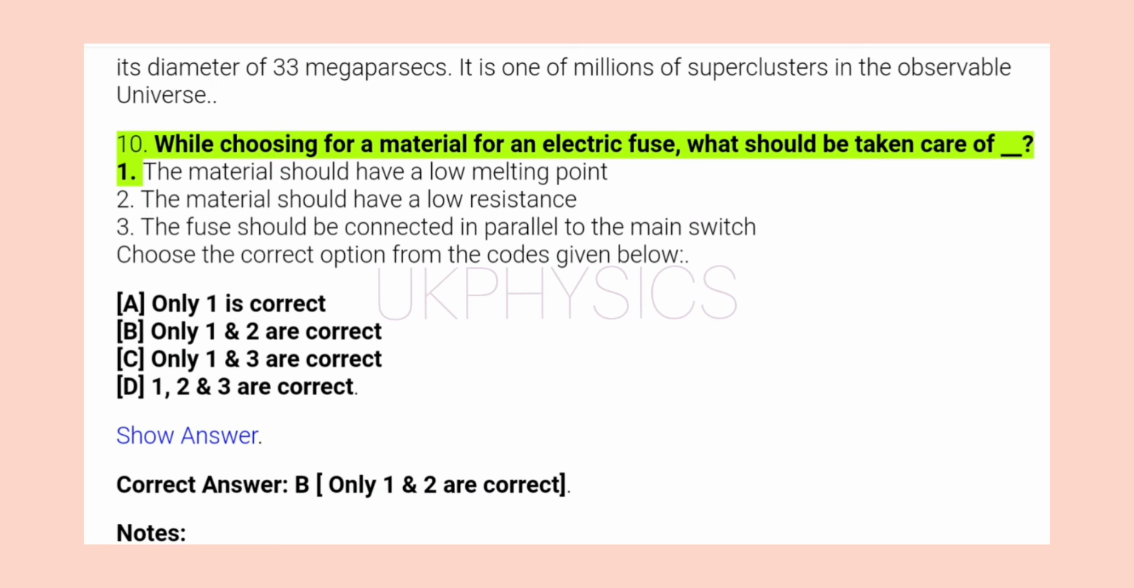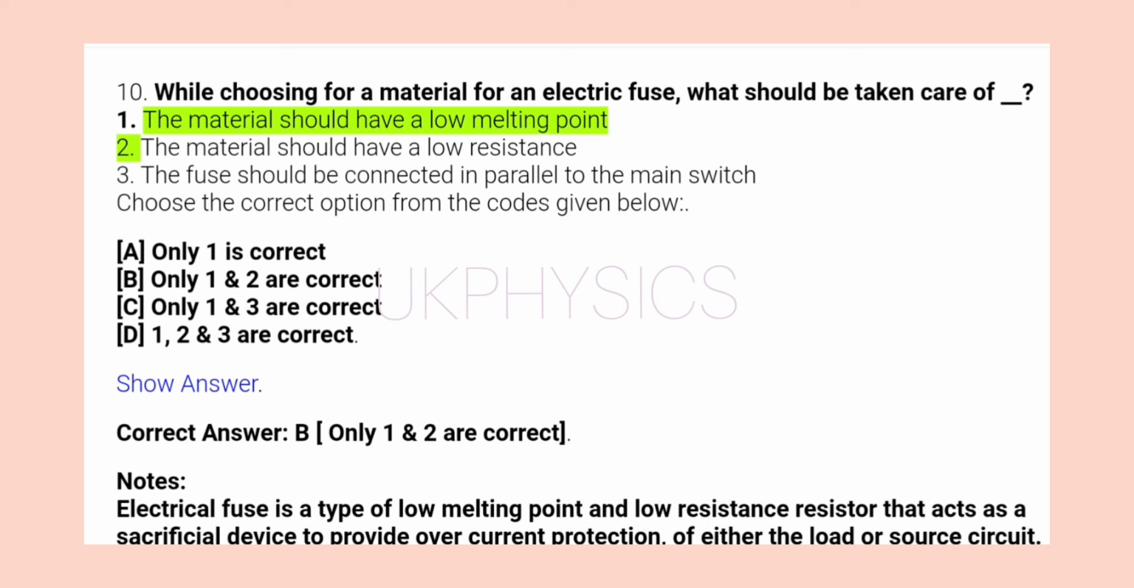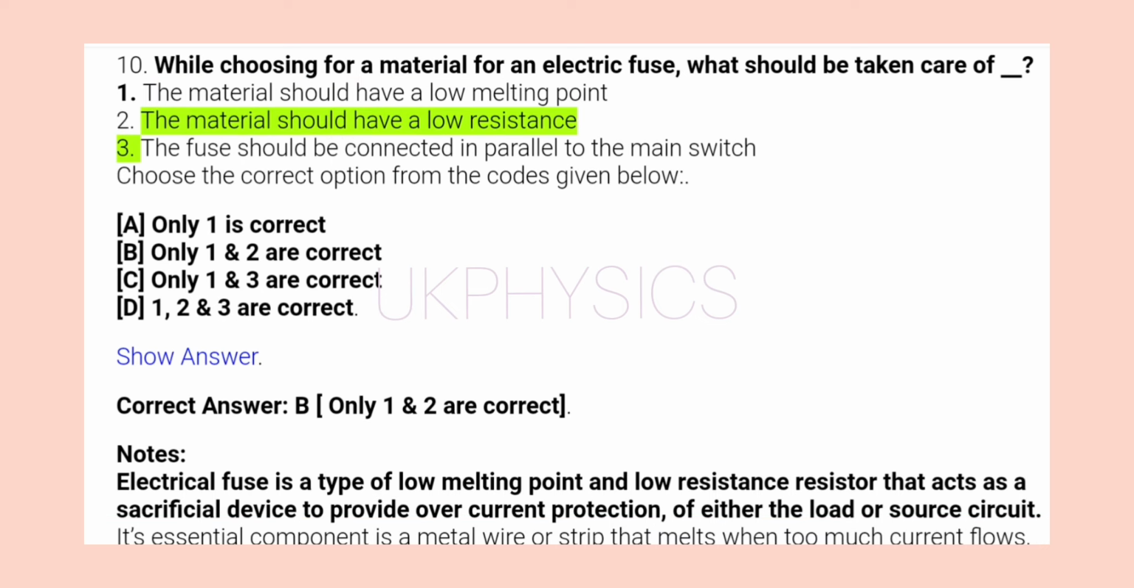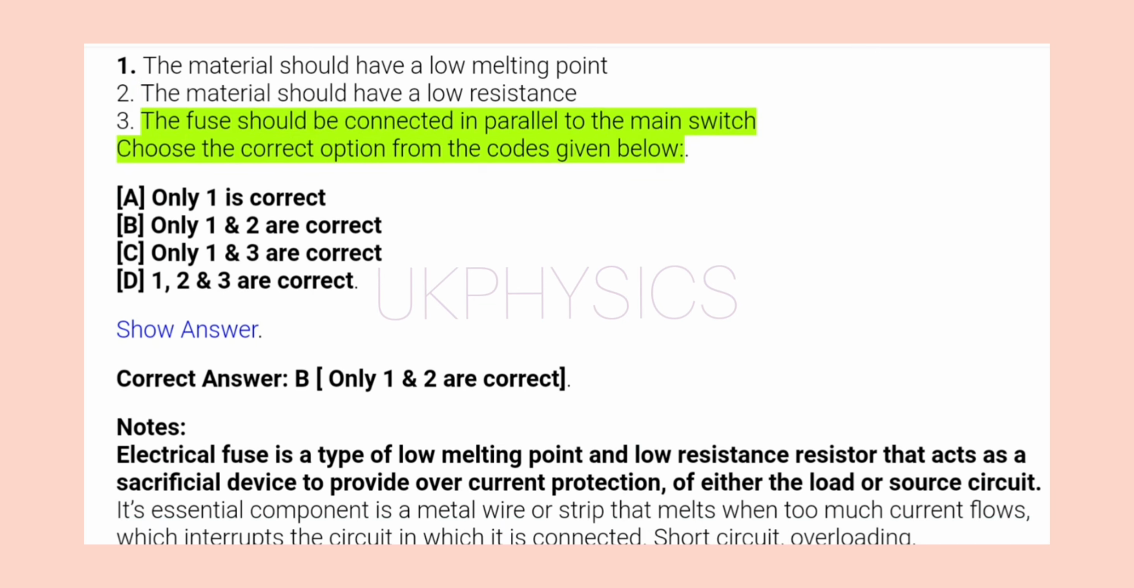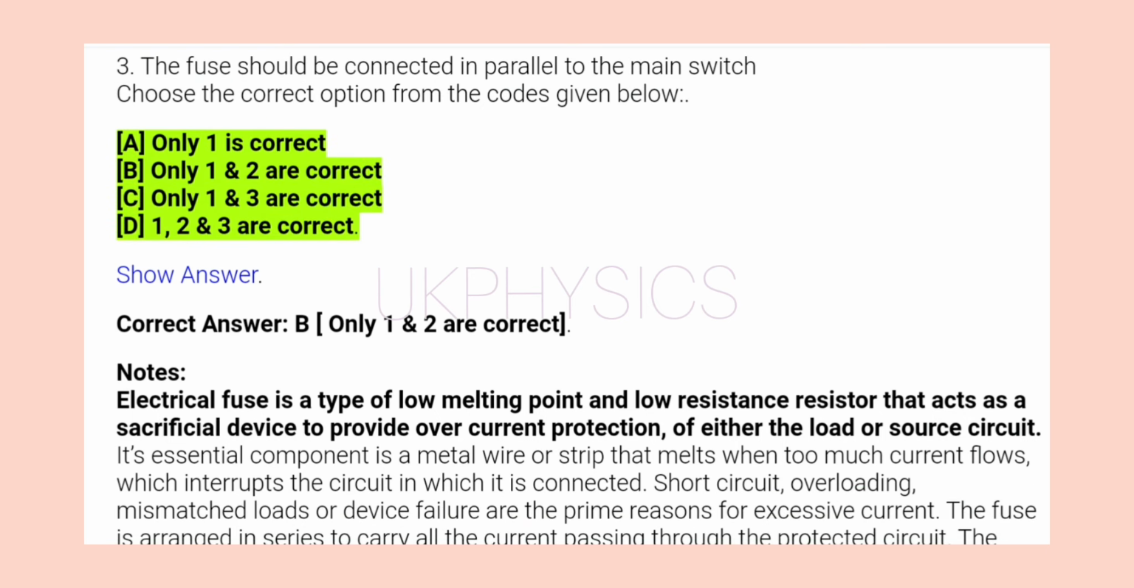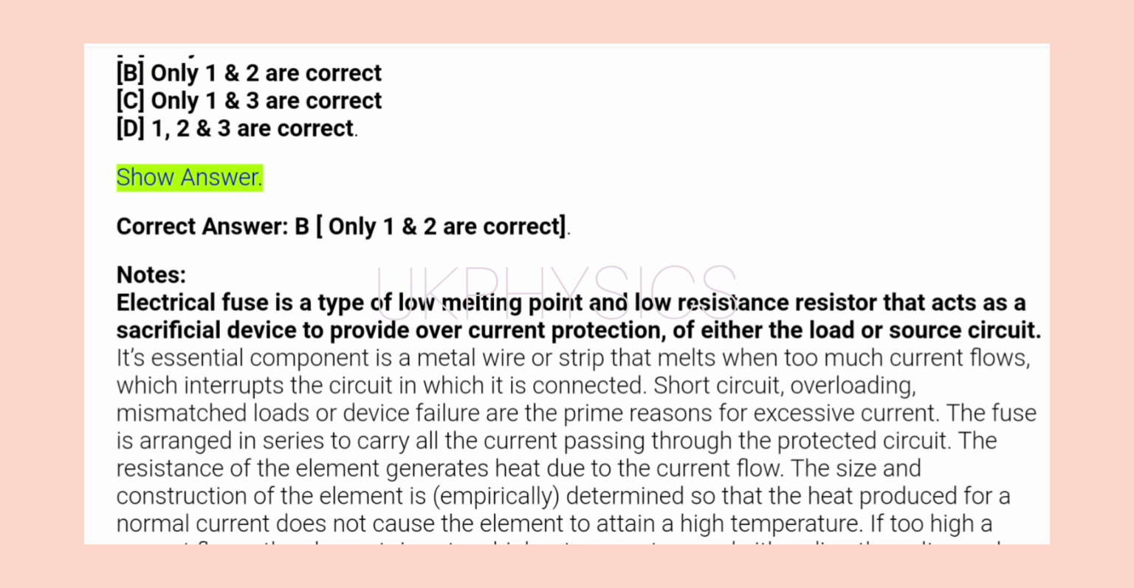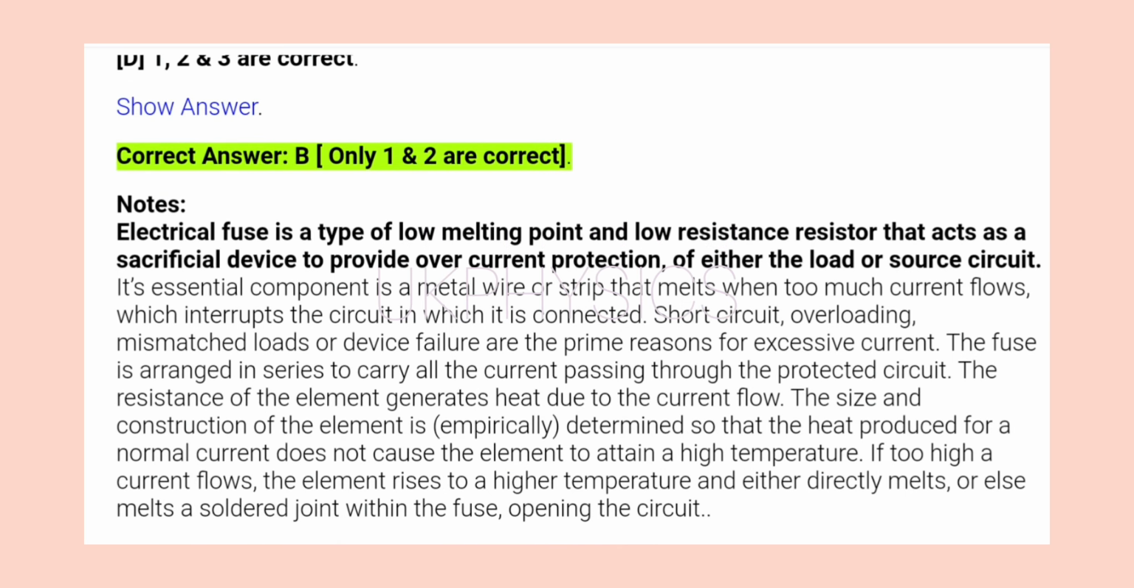10. While choosing a material for an electric fuse, what should be taken care of? 1. The material should have a low melting point. 2. The material should have a low resistance. 3. The fuse should be connected in parallel to the main switch. Choose the correct option from the codes given below. A. Only 1 is correct, B. Only 1 and 2 are correct, C. Only 1 and 3 are correct, D. 1, 2 and 3 are correct. Show answer. Correct answer, B. Only 1 and 2 are correct.